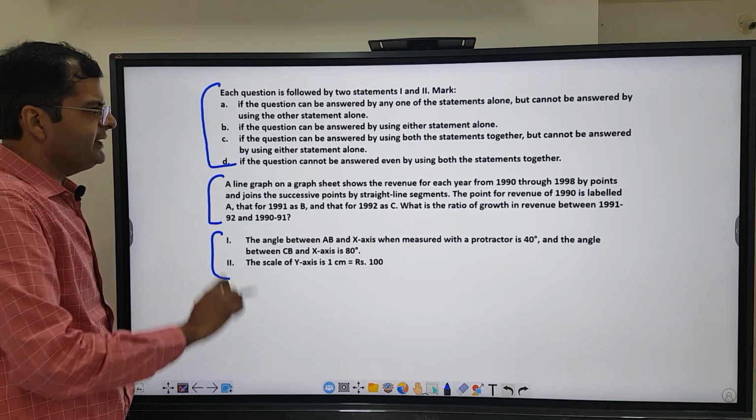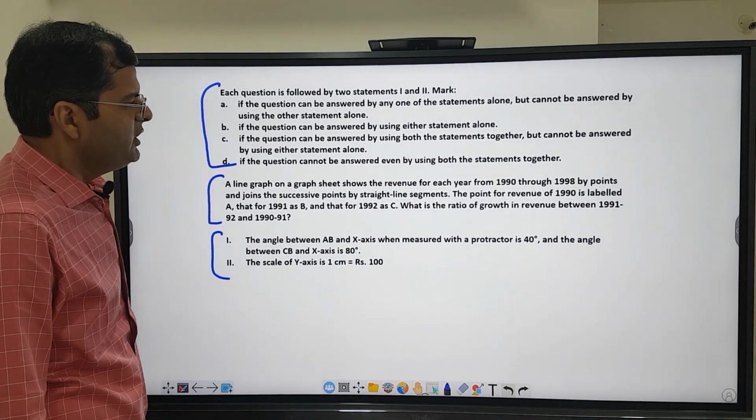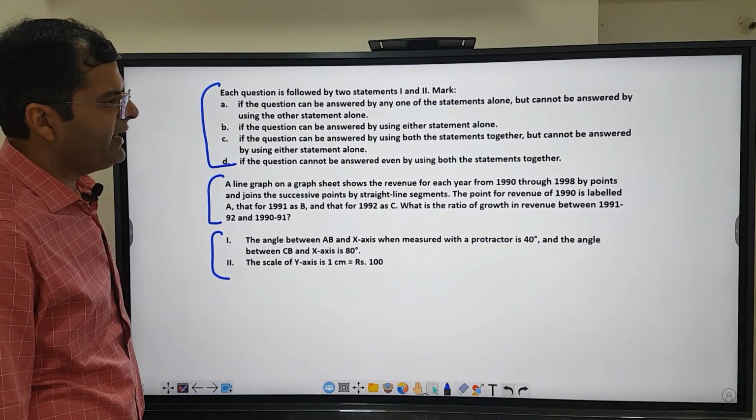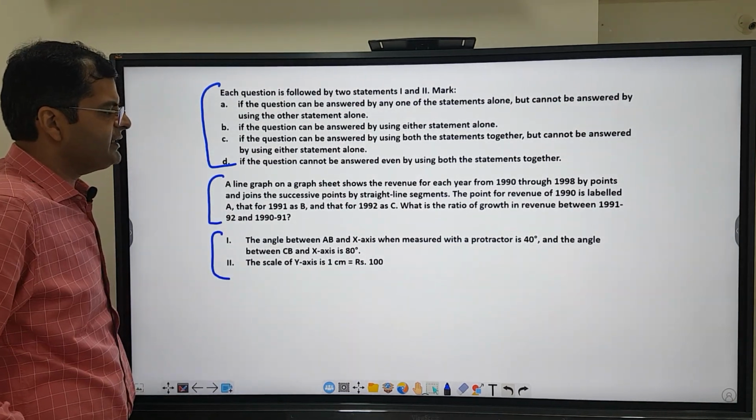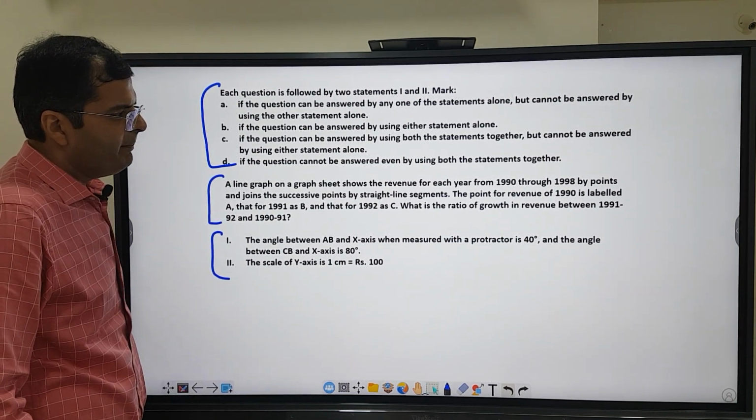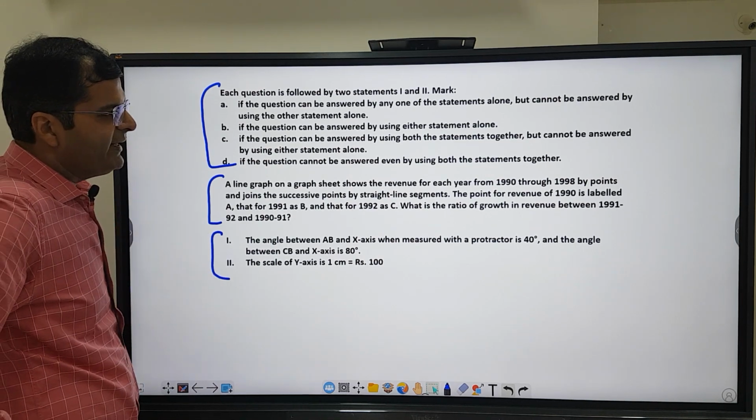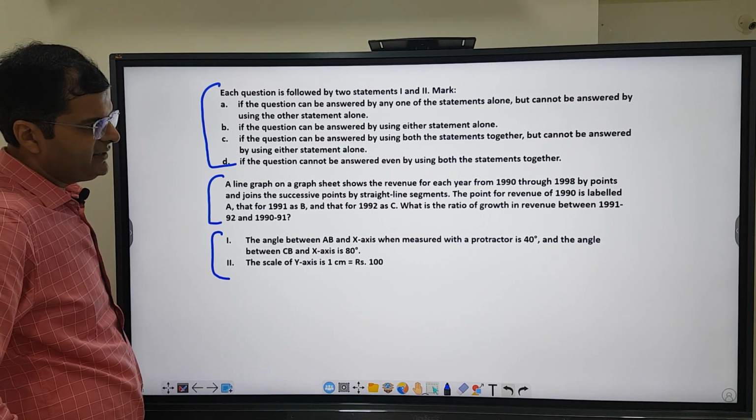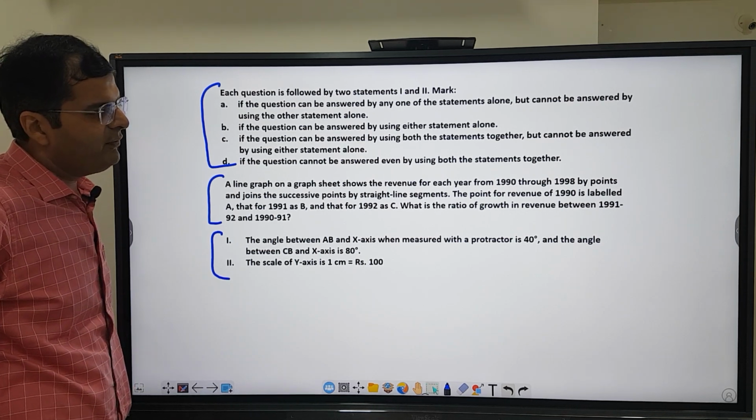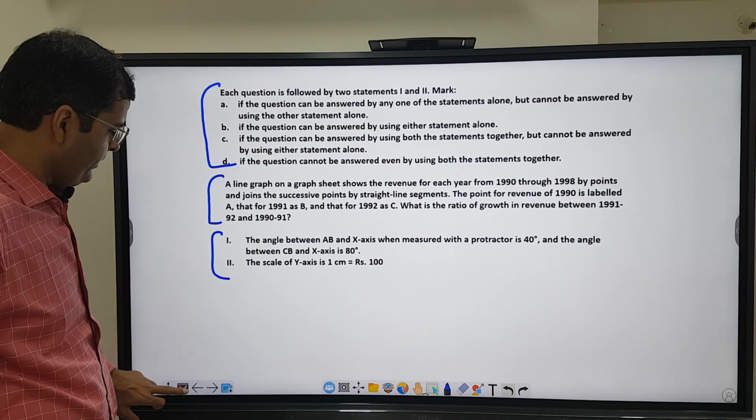Okay, so now if you look at it, this question says a line graph on a graph sheet shows the revenue for each year from 1990 through 1998 by points and joins the successive points by straight line segments. The point for revenue of 1990 is labeled A, that of 1991 as B, 1992 is C. What is the ratio of growth in revenue between 1991-92 and 1990-91?